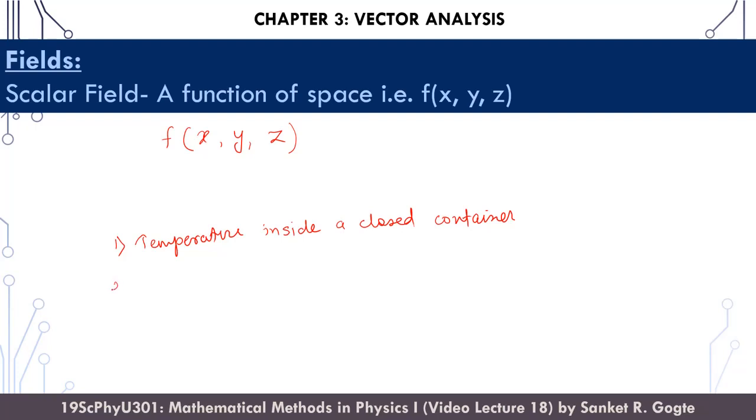Similarly, electric potential is another example of scalar field. Since it is a potential, it is a scalar quantity, and therefore in the space we associate only one value for each point in the space, and therefore it is again an example of scalar field. And I'm sure that you can think of numerous examples for scalar field.